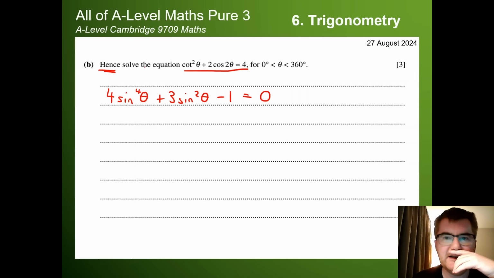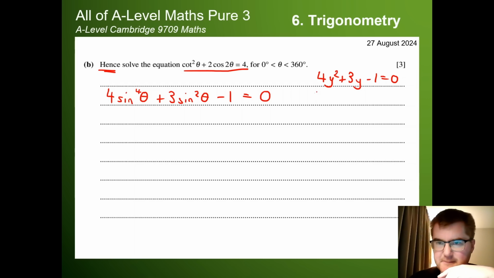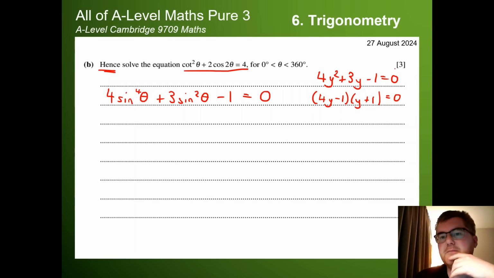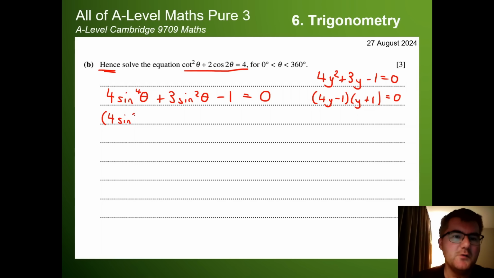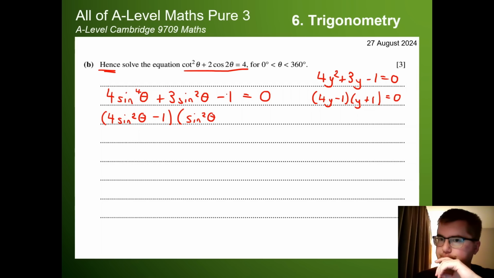And so we can actually think of this as a 4y squared plus 3y minus 1 equals 0 kind of question. And if I asked you to factorize this, this wouldn't be so bad to factorize. We could do 4y and y, and then we want a plus 1 there and a minus 1 there. Okay, so we take exactly the same approach. Instead of y, however, I'm just having a sine squared theta, but it's exactly the same principle. And then we have sine squared theta plus 1 is equal to 0.